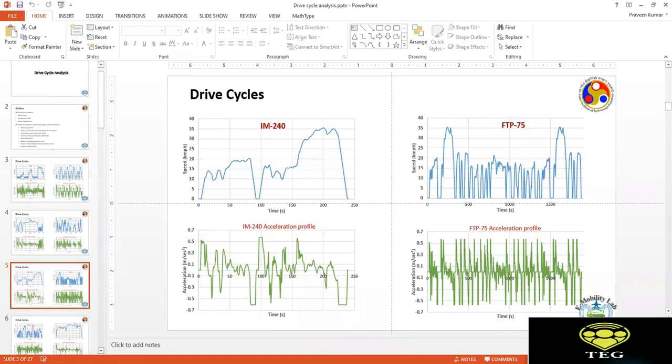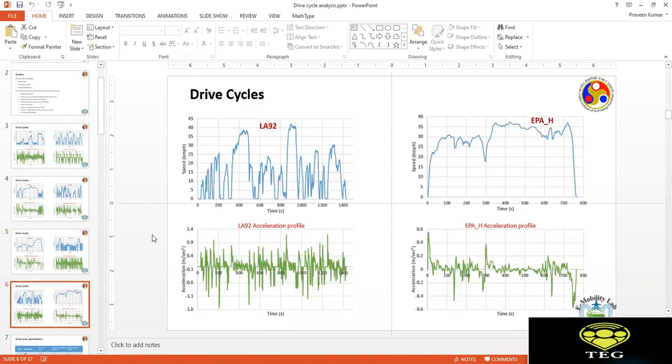Now, similarly, we have two more drive cycles, like LA92. LA stands for Los Angeles, and 92 was, of course, the year in which the drive cycle was made. The other one is EPA underscore H. So even in case of LA92, you see here the accelerations go beyond 1 meter per second square. They come close to 1.2 meter per second square, the maximum acceleration. Whereas in EPA underscore H, the accelerations are not that high. The maximum that you can see here is close to 0.6 meter per second square.